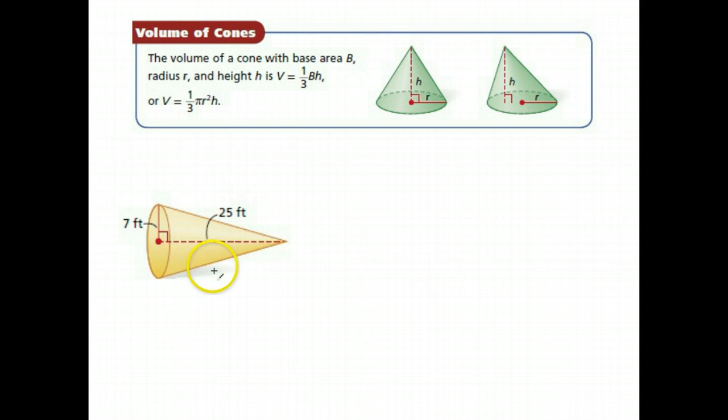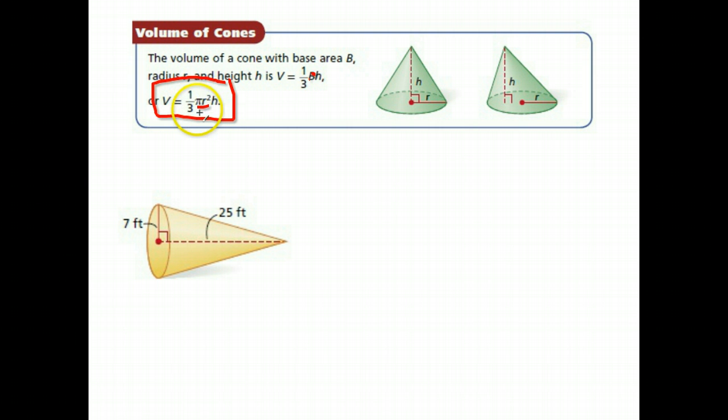Okay, here we're going to talk about the volume of a cone. It's very similar to the formula for the volume of a pyramid in that it is 1/3 the area of the base times the height. But since all cones have a base that's a circle, instead of using capital B, we just put in the formula what the area of a circle is.